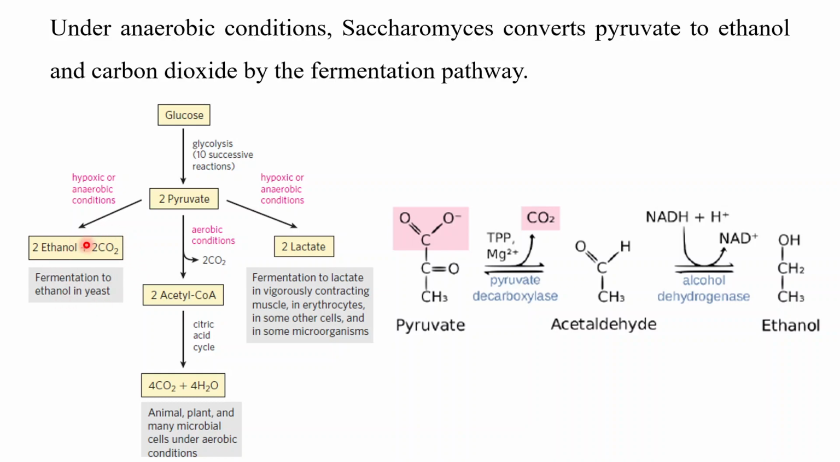So, when the bread is baking, those CO2 molecules make gaps. Since it's a gas, it makes gaps inside the bread loaf. Okay. So, under anaerobic condition, yeast can convert pyruvate into ethanol and CO2. The third path that can happen also occurs under anaerobic condition only, but it happens in some other microorganisms and in some other cells.